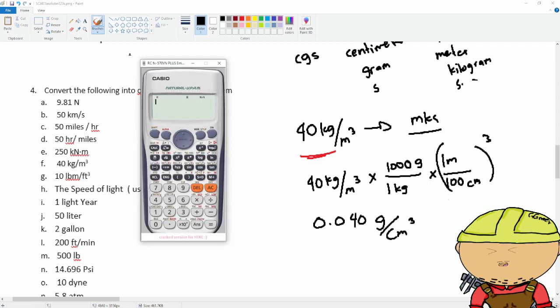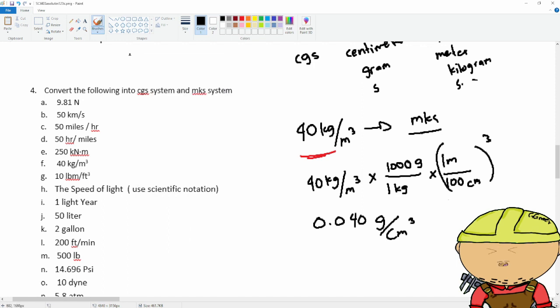Okay, double check. 40 times 1,000 divided by 100 divided by 100 divided by 100 gives 0.04, and that will become our CGS. Okay, that's CGS. Let's go to letter G.